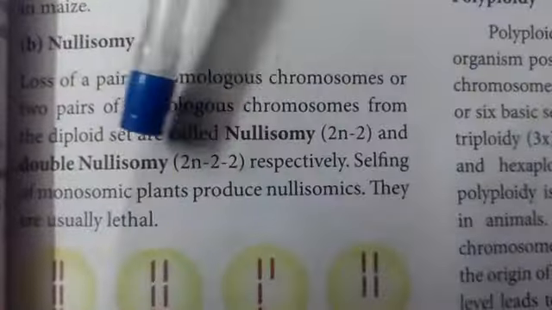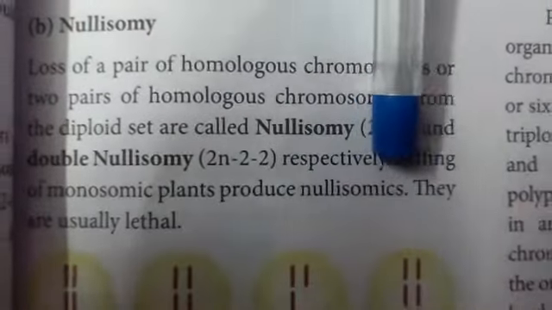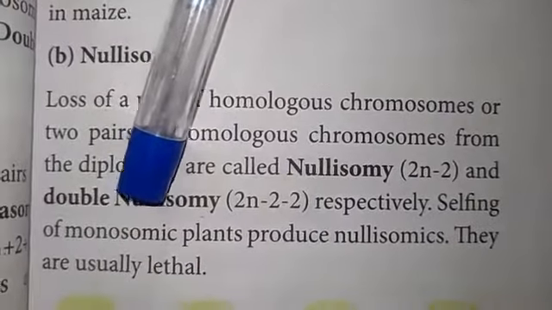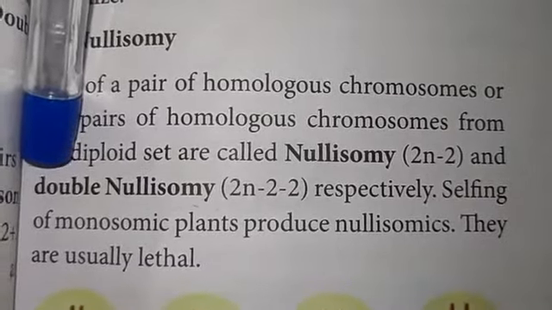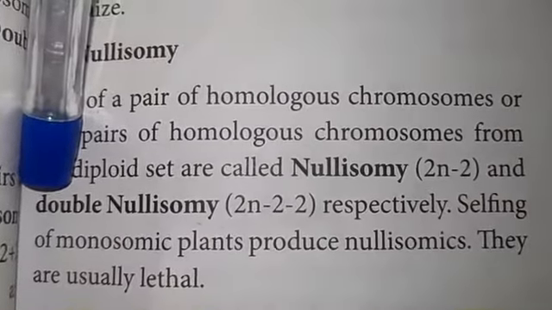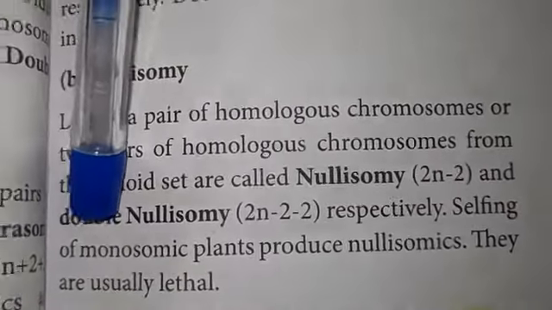Selfing of a monosomic plant produces nullisomics. They are usually lethal. Lethal means it causes death of the individual. So if a pair of homologous chromosomes is removed from a diploid set, it causes lethality to the organism.